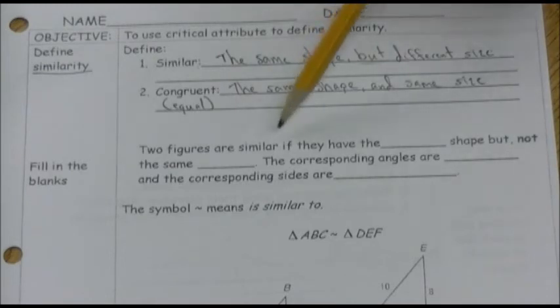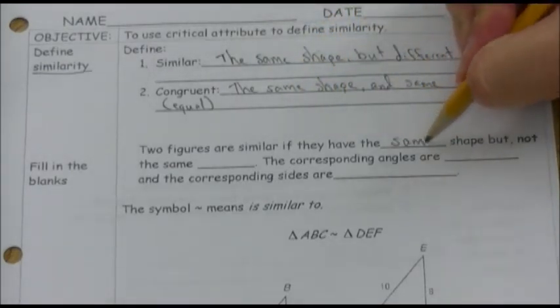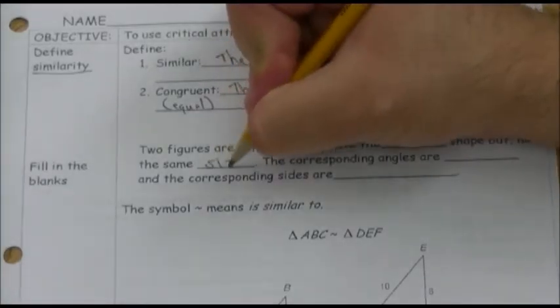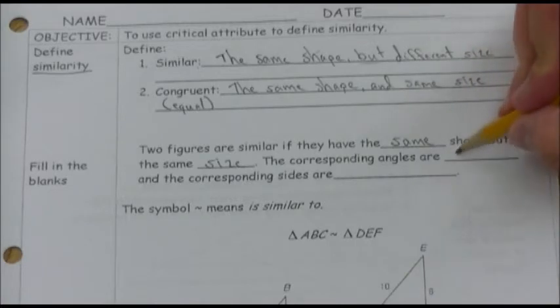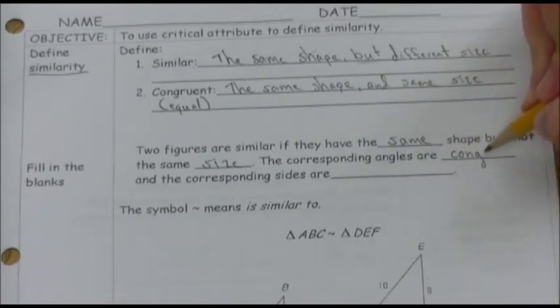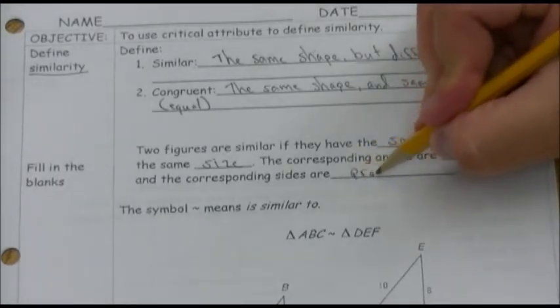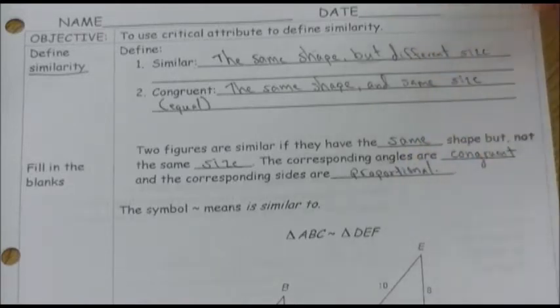Two figures are similar if they have the same shape, but not the same what? Same size, right? We just talked about that. The corresponding angles are congruent, and the corresponding sides are proportional. So let's talk about what all that means.